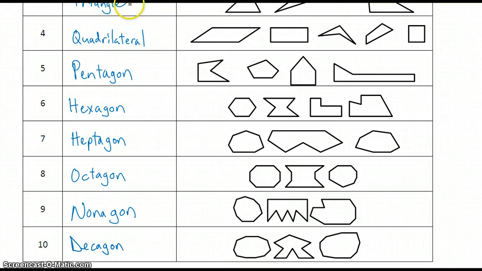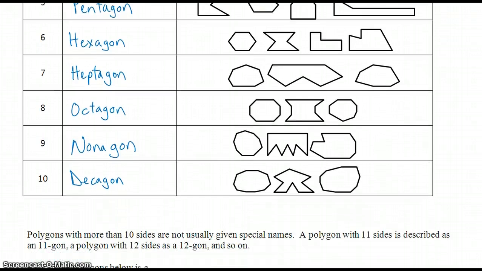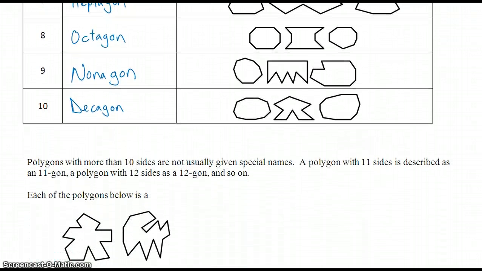You're going to have to memorize the names for these polygons, from triangle to decagon. When a polygon has more than 10 sides, we name it with the number of sides plus gon. So an 11-sided polygon is called an 11-gon. A 12-sided polygon is called a 12-gon.